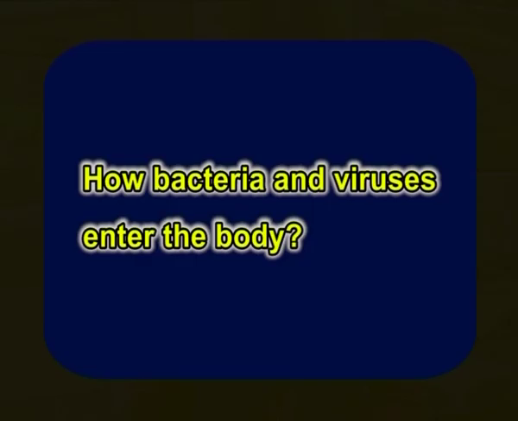A virus is an even smaller microorganism that can only reproduce inside a host living cell. It is very difficult to kill a virus. That is why some of the most serious communicable diseases known to medical science are viral in origin. Let's see how the bacteria and viruses make their entry into the body.